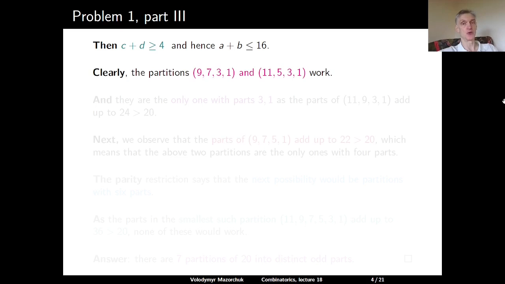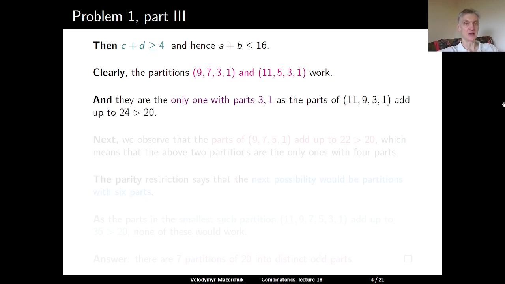So there are two obvious solutions. We have 9, 7, 3, and 1, and 11, 5, 3, and 1. So these two partitions work. And then these are the only partitions when we have parts 1 and 3.